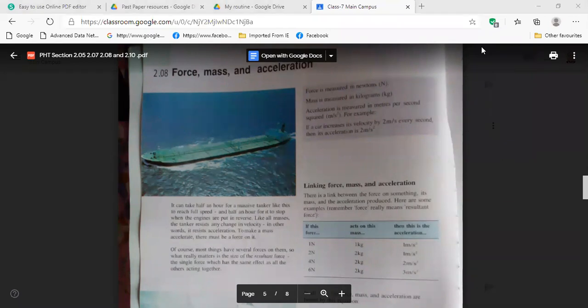What is written at the top? The force, mass, and acceleration. Force, mass, and acceleration. What is force?